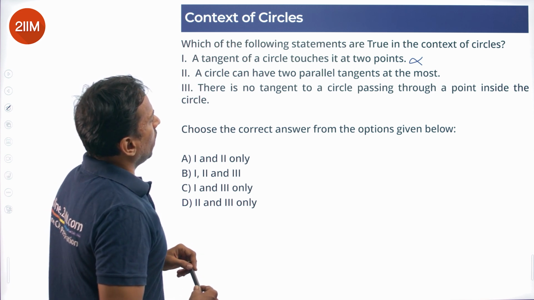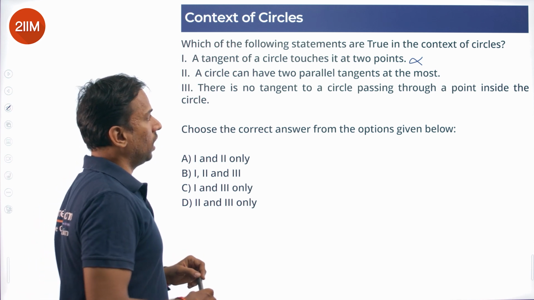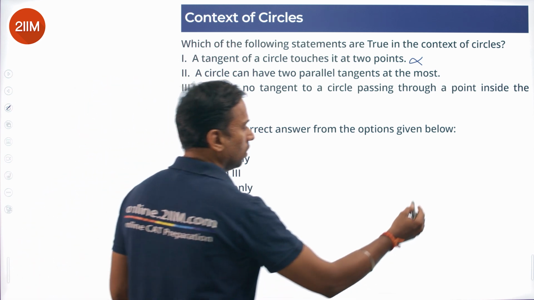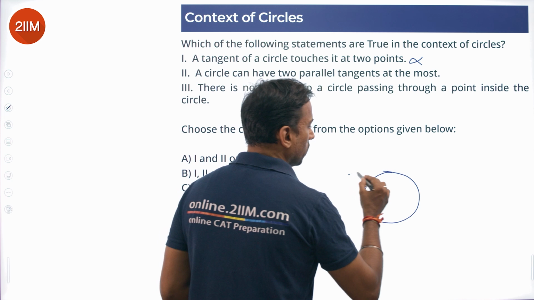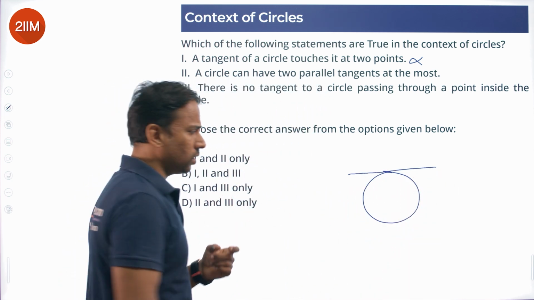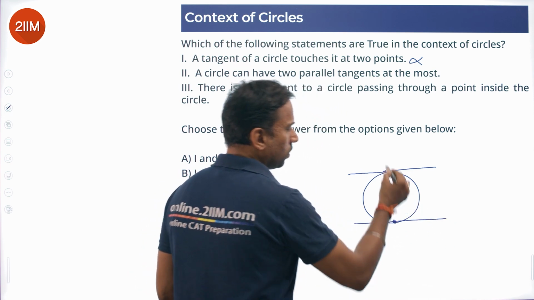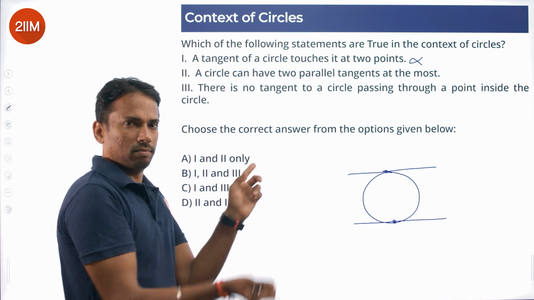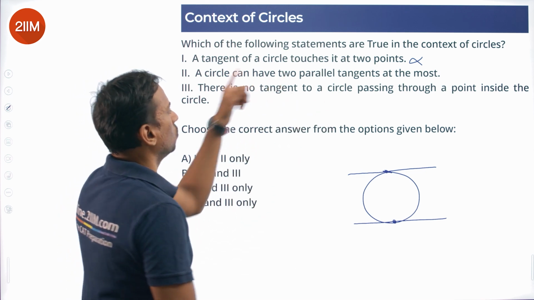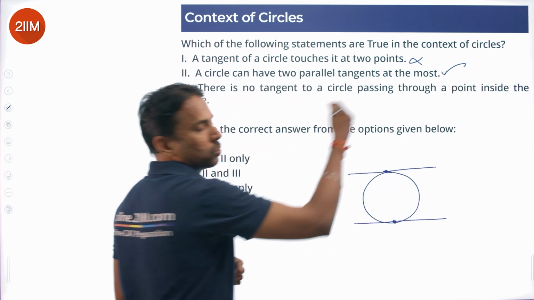A circle can have two parallel tangents at the most. So we have a circle. If I draw a tangent here, parallel to this tangent, I can draw one more tangent here. The points of contact are going to be the end points of the diameter. So this is true. Correct. So we can consider this is true.